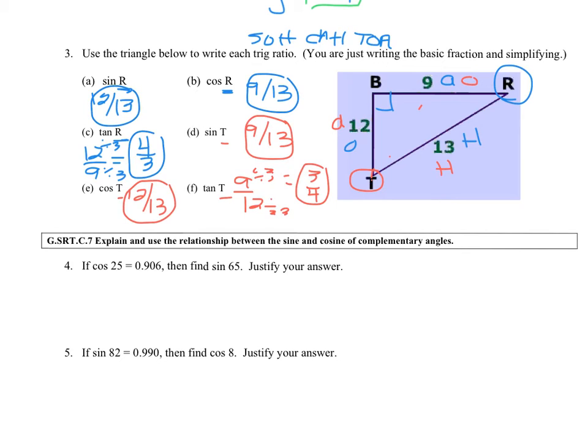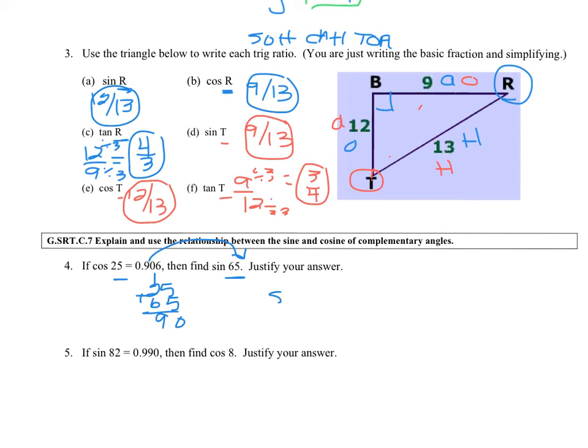Now in this next part, it's all calculator work. Please remember to check that your calculator is in the correct mode. So I'm clicking mode, going down to where it says radian degrees and making sure I'm in degrees. And then I'm clearing out. And it says if cosine of 25 equals 0.906, then find sine of 65. Well, I'm going to check my degrees, which are 25 and 65. 25 and 65, do they add up to 90? And they do.